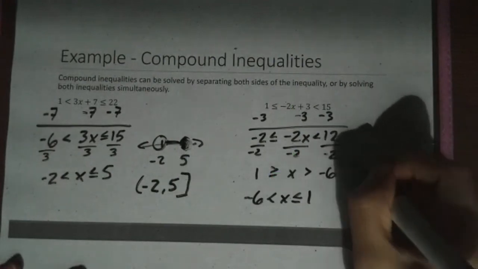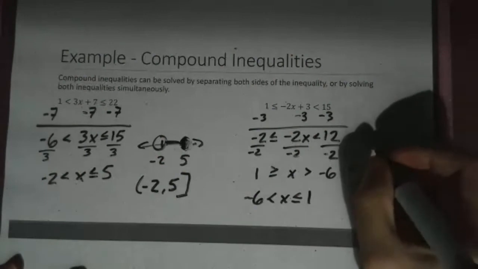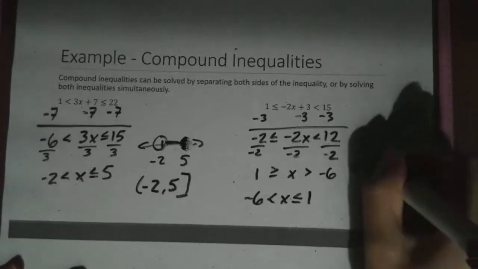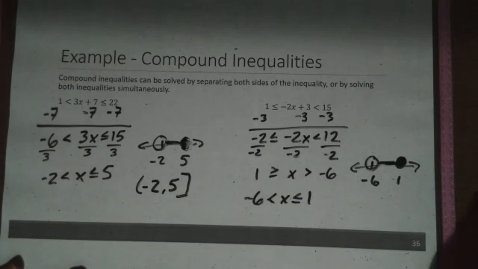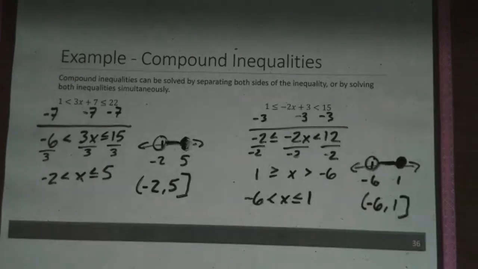On a graph, we'll have a -6 and a +1. An open circle at -6, a closed circle on 1, and we want the ones in between. So in interval notation, we have -6 to +1.